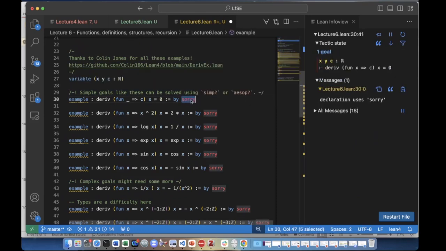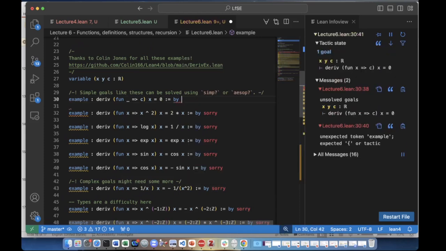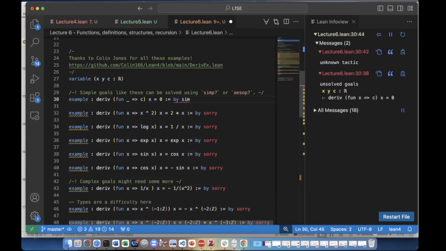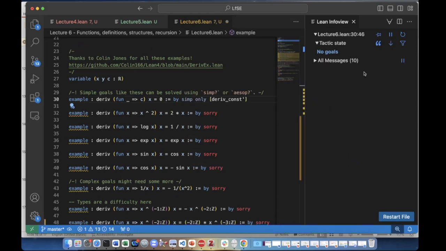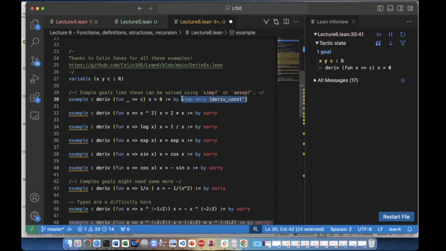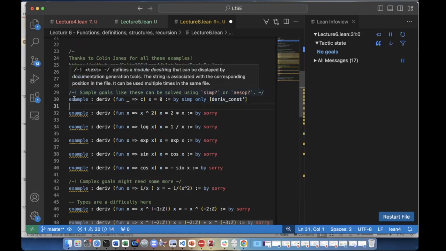And let's just show you what that looks like. I'm going to show you the first two of these. If you enter in simp? You look over at the info view and it has suggestions. That's what the simp? is doing. And you can simply click on this link, apply suggestion, and it's going to change out this code with the suggestion simp only deriv const prime, and example is proved. Isn't that great? It's pretty clean.